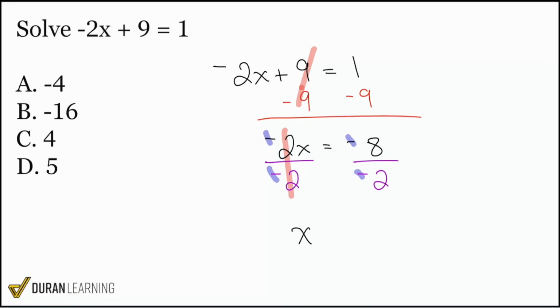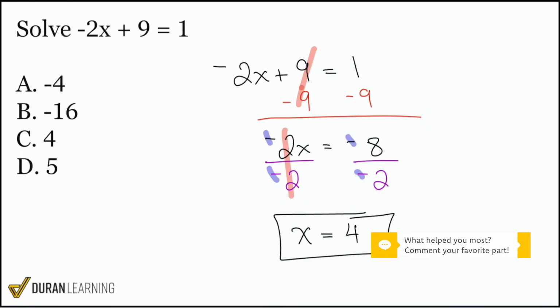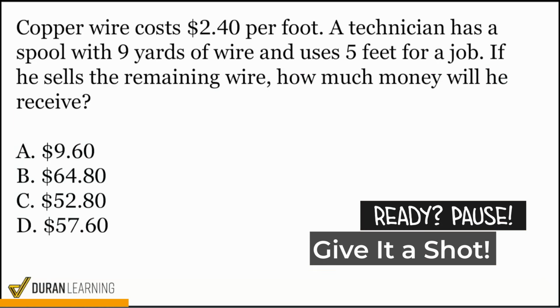And we're done. X equals positive 4, not negative 4, not negative 16, and not positive 5. The correct answer here is positive 4, which is answer choice C. And there we are, my party people. There's another one in the books. All right, on to the next one here.